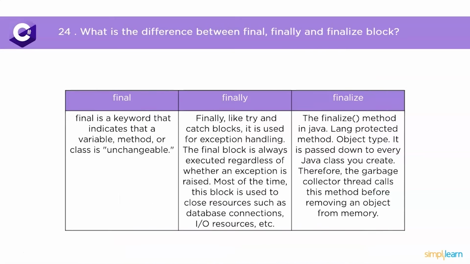The final question for the beginner level is, what is the difference between final, finally, and finalize blocks? Final is a keyword that indicates that a variable, method, or a class is unchangeable, to put it simply.